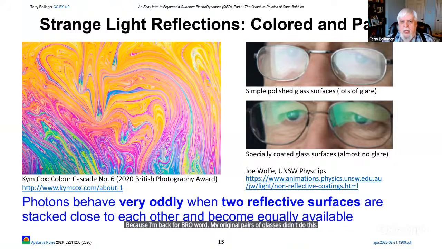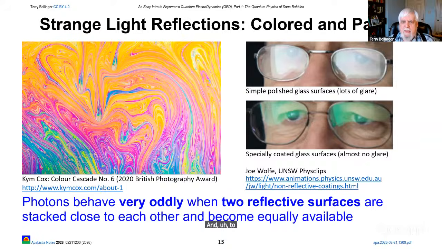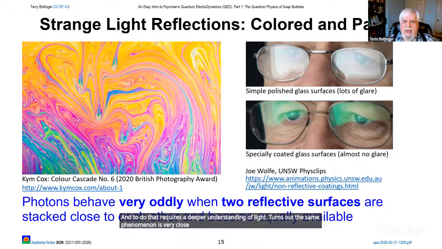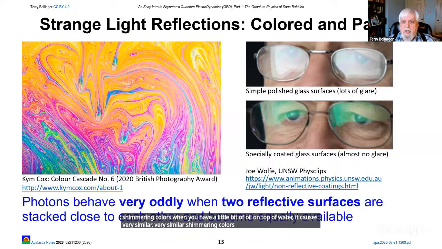The new ones, you can see the person's eyes better, and the person inside sees a lot less glare from the outside world. That's a marvelous little technology. And to do that requires a deeper understanding of light. Turns out the same phenomenon is very closely connected to the effect that causes shimmering colors when you have a little bit of oil on top of water. It causes very similar shimmering colors from soap bubbles, essentially the same effect, just in a slightly different form.